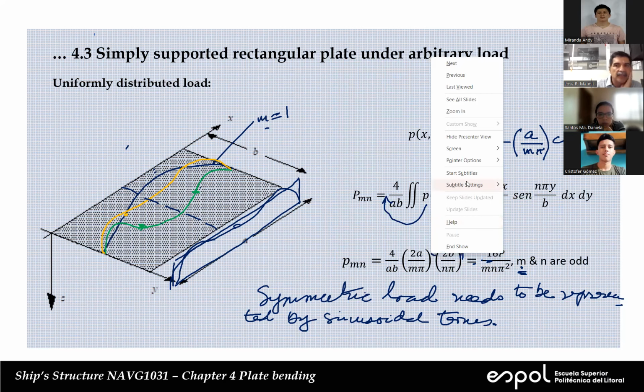Basically, that depends on the A over B ratio, right? But I wouldn't say I prefer one or the other direction. I would use the same number of expansions in both directions, so M should be similar to N in general. If you have an extremely large difference between A and B, in that case, yes, I would prefer to use more terms for M than for N, or vice versa. But in general, I would use mostly the same numbers.